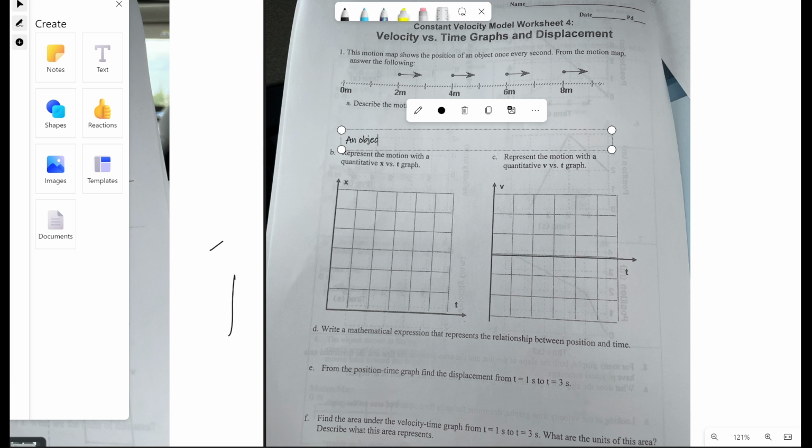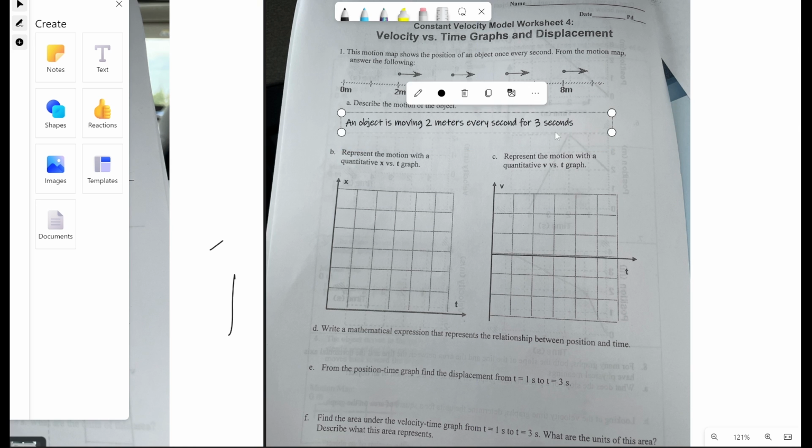An object, we always know an object is probably moving if it's moving forward in space. Is moving. Let's see, how many meters is that? That's 1, 2. Yeah, 2 meters. And I'm assuming this is a unit for a second. Every second. For 1, 2, 3 seconds. For 3 seconds. That's what that motion map looks like to me. Then we can go ahead and draw some pictures in here.